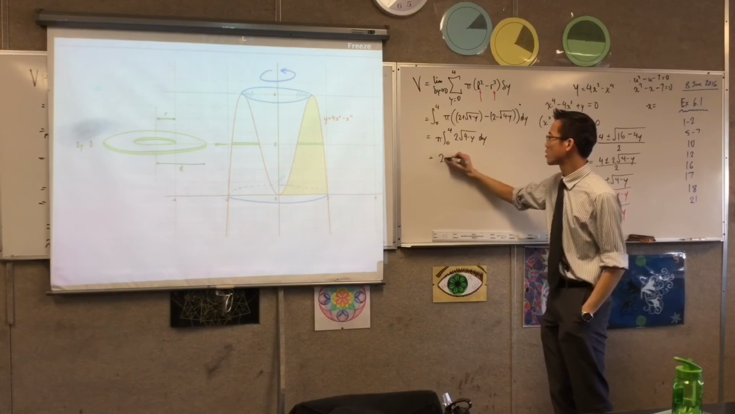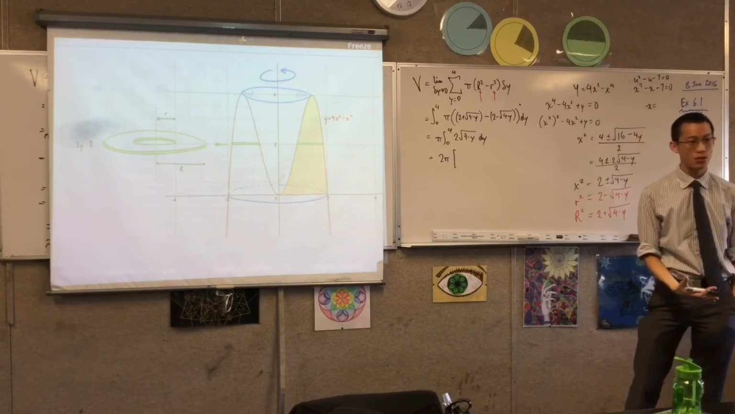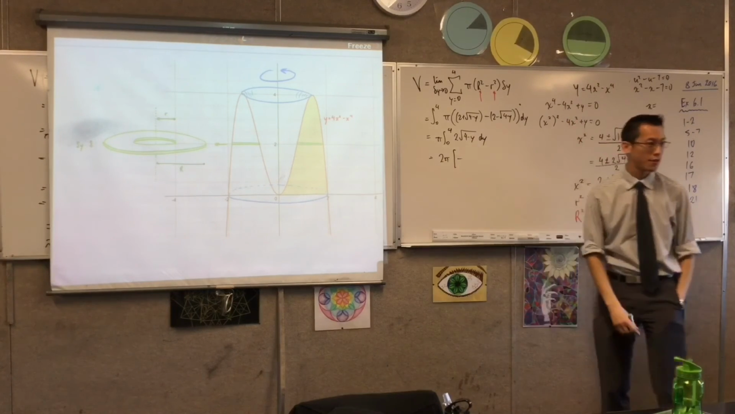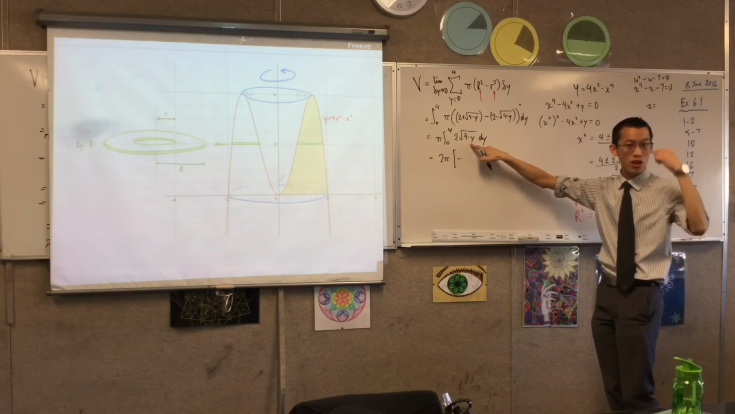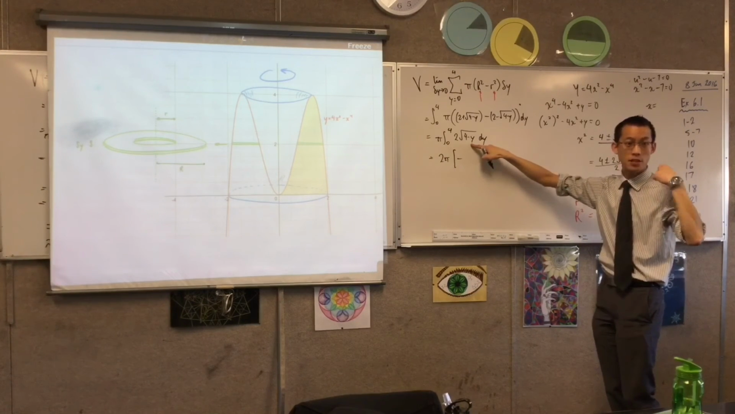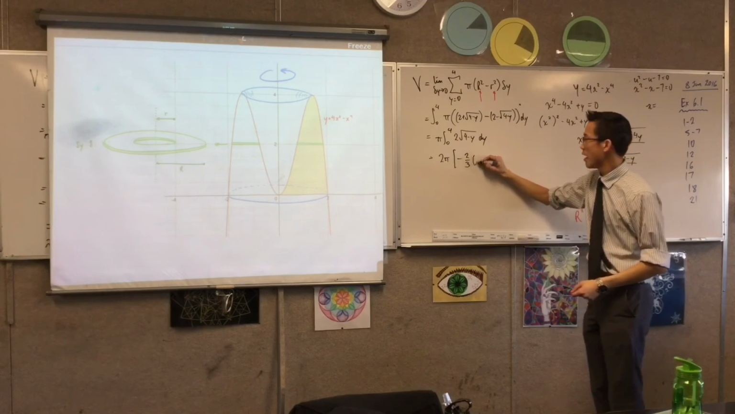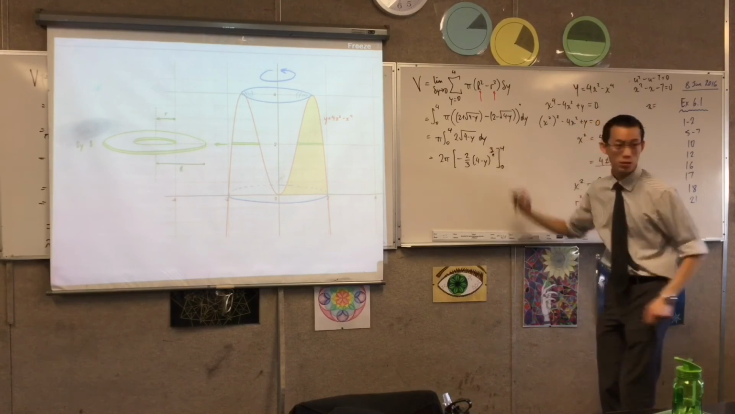I'm going to pull that 2 pi out the front. This is 4 minus y to the half. So the first thing I'm going to do is slap a minus sign for the inside derivative. That half is going to become 3 on 2, which means I'm going to have to divide by 3 on 2, which gives me 2/3. Yes? And then I write it with the increased power from 0 to 4.